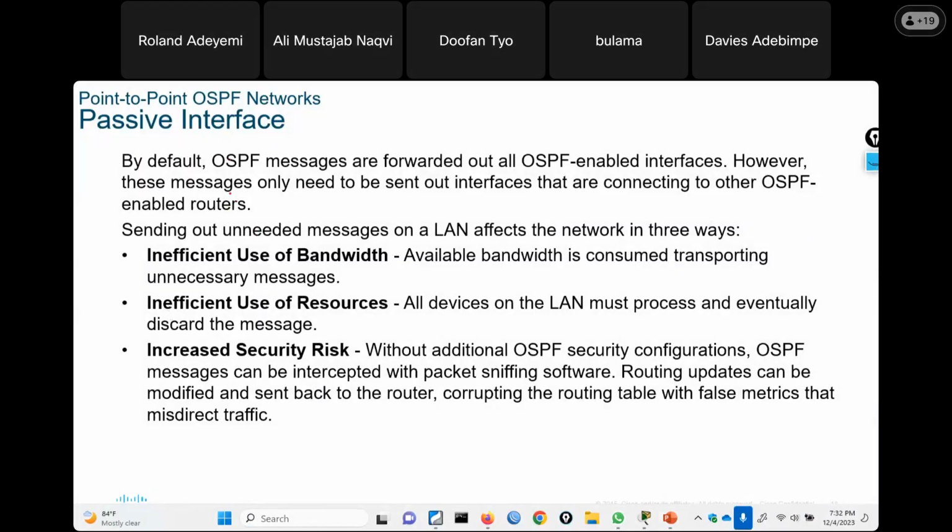Another concept under OSPF we talk about is passive interface. Yes, you can use subnet mask. You can see that that's what I used first before I went to show you guys the wildcard mask. Is that clear, Mr. Samuel?